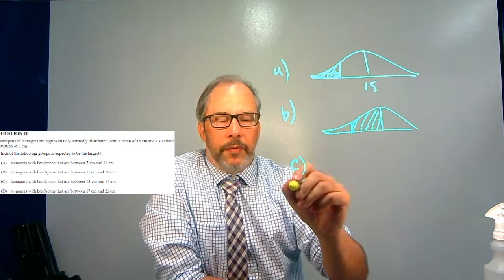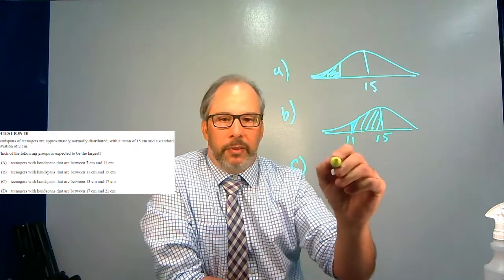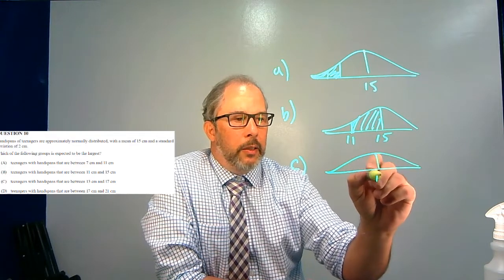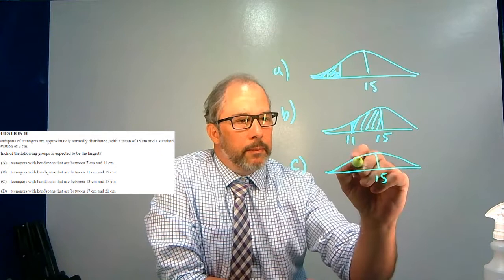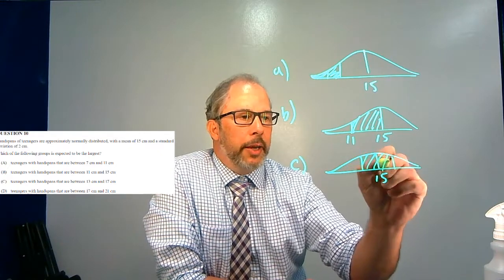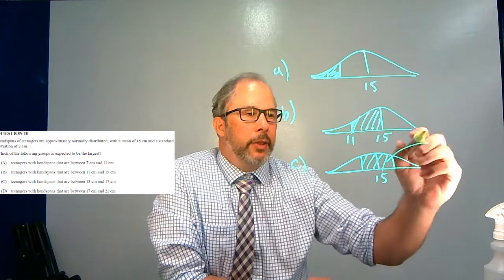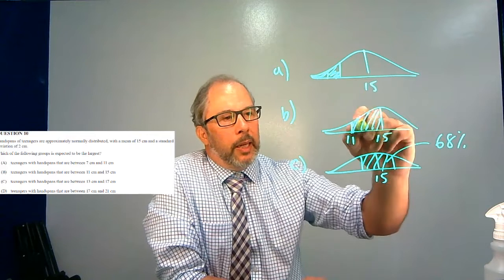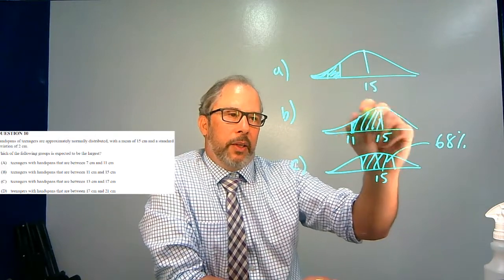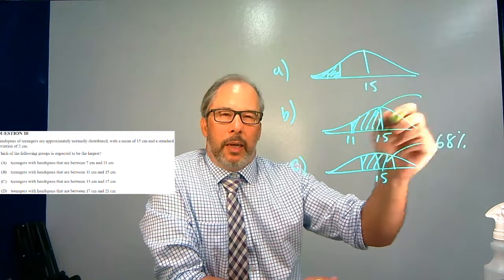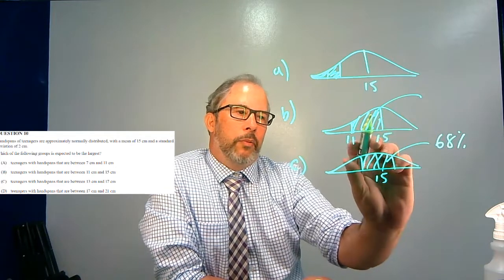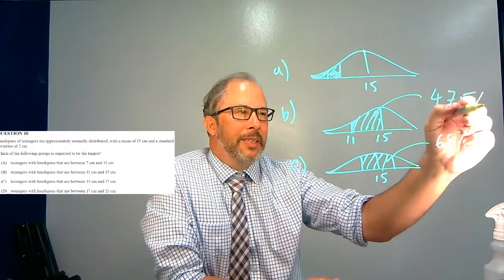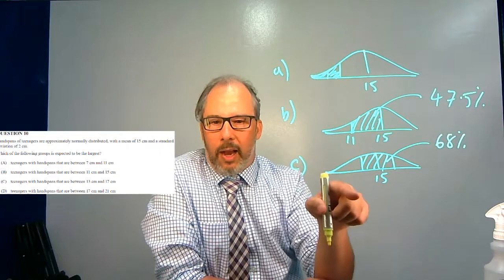For C, you're looking at an area here that is between 13 and 17, 1 standard deviation on each side. Now you should know that 1 standard deviation each side is about 68% of the data. Now if we look back here, if you go 2 standard deviations to the left here, that represents a little bit less than 50%. Of course, 50% is all of this. So far, this is about 47.5%, I think. So far, C is the largest.